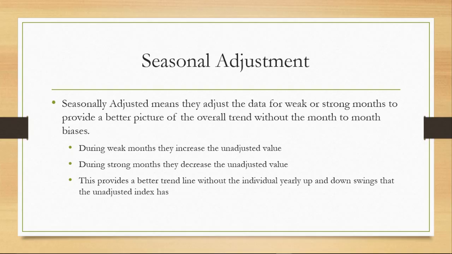Seasonal adjustment, what does that mean? Seasonally adjusted means that they adjust the data for seasons, which are strong or weak months, to provide a better overall trend line. If you look at the Case-Shiller Index line, there's a bunch of dips and peaks in it. Seasonal adjustment takes out those peaks and those dips.